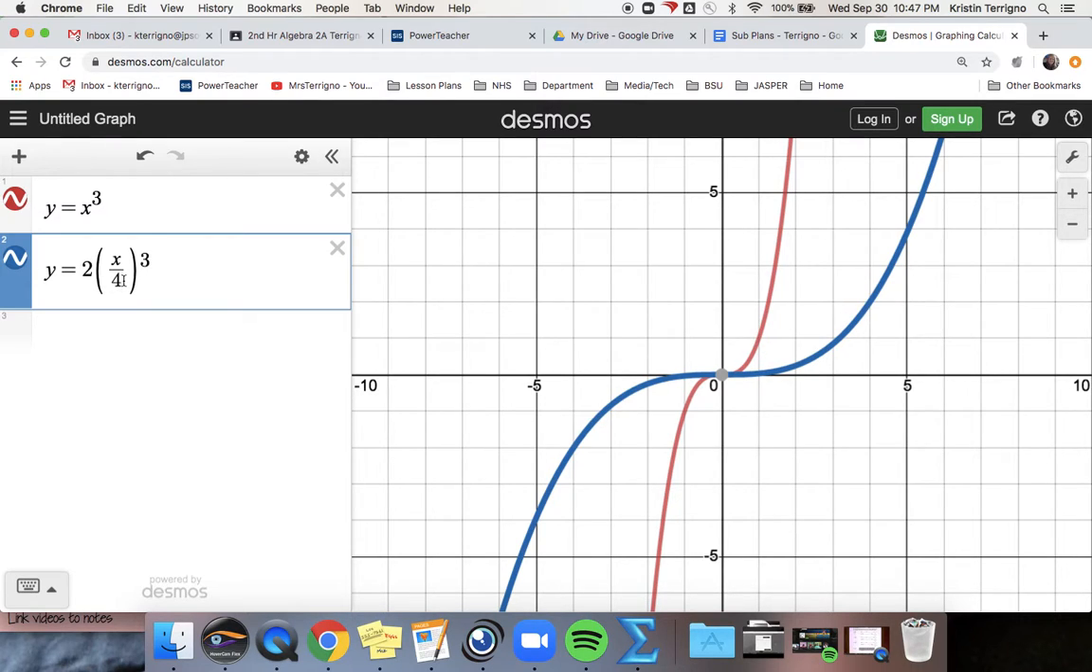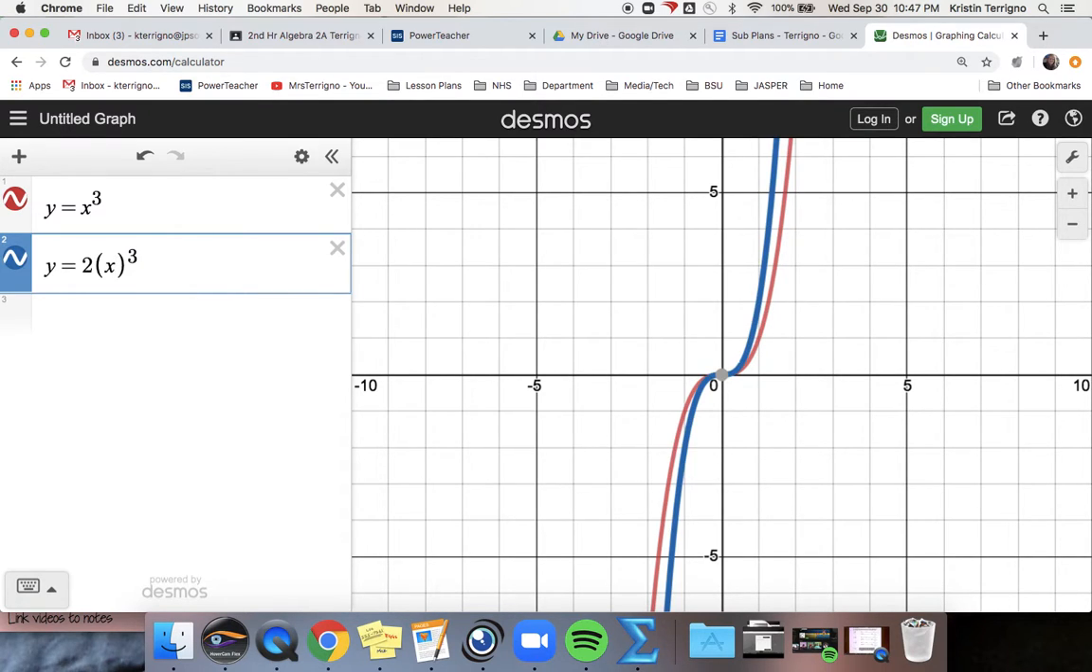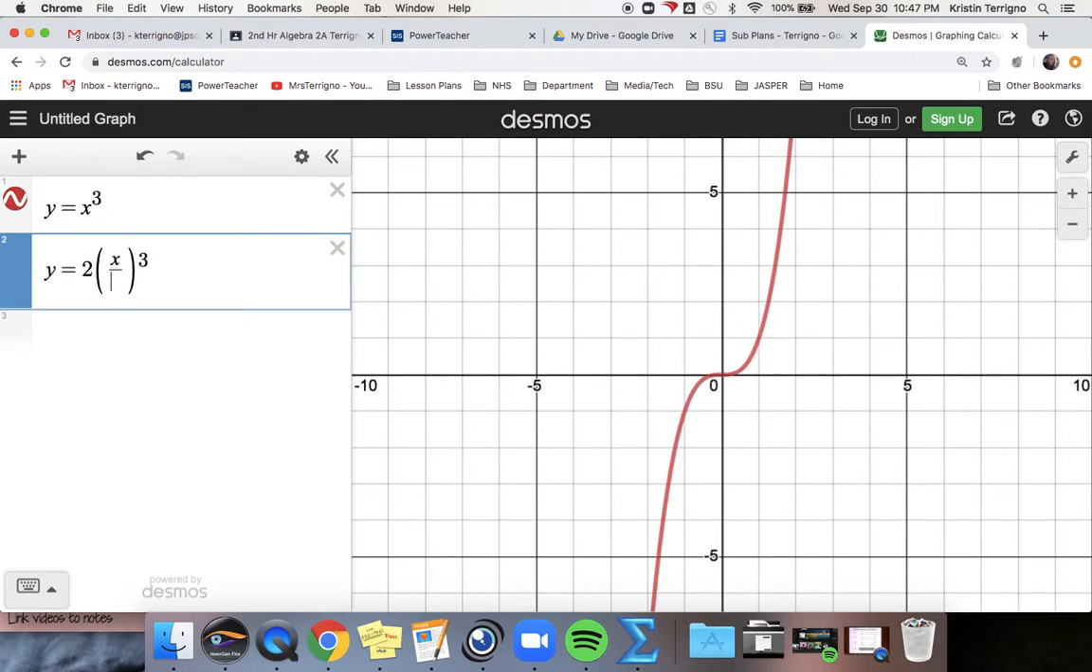Just to help you visualize, if I get rid of that 4, whoops, I guess it won't let me get rid of just the 4. There we go. You can see that now that blue graph is quite a bit skinnier. So the vertical stretch is making it skinnier. When I put the horizontal stretch in there, it makes it wider because it's stronger. Okay? All right, hopefully that was helpful.